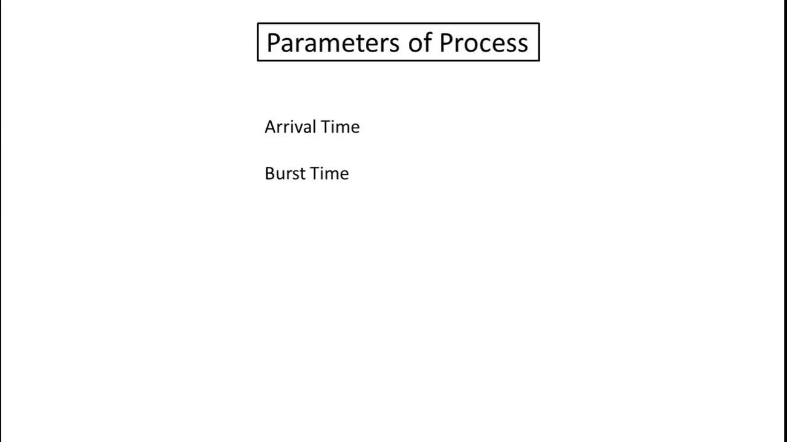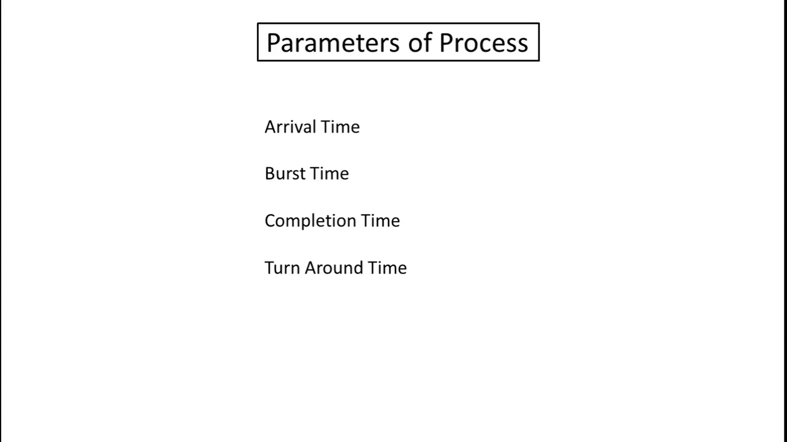Second, burst time. It means how much time the process will be in execution. As per our discussion, there are different states like waiting state, running state, and termination state. Whatever time the process spends inside the running state is known as burst time. Next, completion time. After the completion of execution, the process should terminate. The time at which the process terminates is known as completion time.